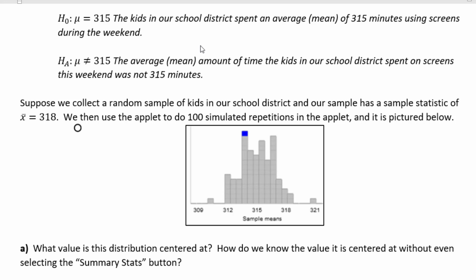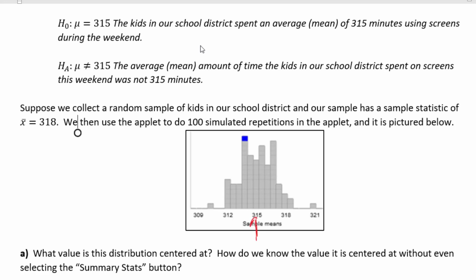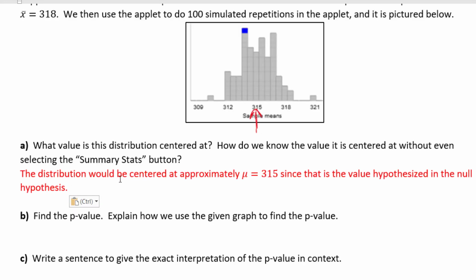The simulated distribution of sample statistics will be centered at that value from the null hypothesis, or close to it since it's a simulation. So our distribution should be centered at a value very near 315, which it seems to be. 315 seems to be in the middle. So we say that this distribution is centered at approximately mu equals 315, since that's the value hypothesized in the null hypothesis. It then asks us to find the p-value and explain how we can do that with the graph.